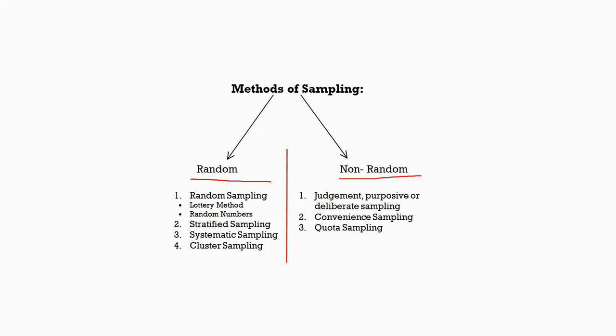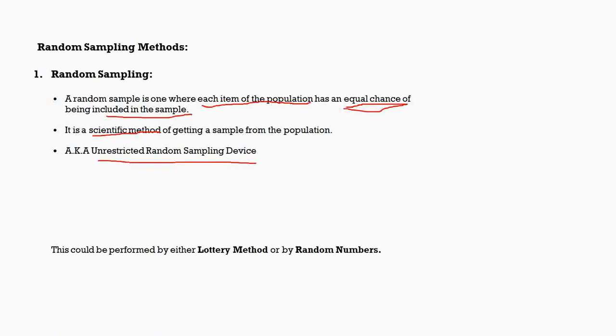So first, what is random sampling? Random sampling is one in which every individual or every item of the population has an equal or fair chance of being included in the sample. So it is regarded as a scientific method, and it is also called as unrestricted random sampling device. So next, it is of two types, which is lottery method and random numbers.